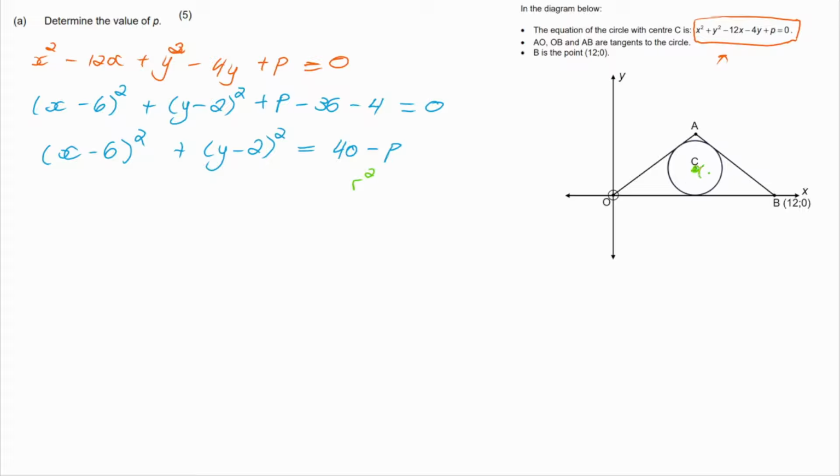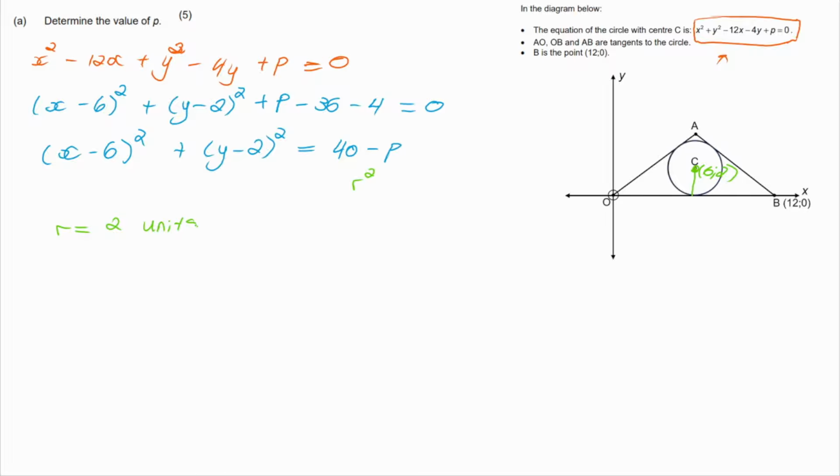So let's look. C is the point (6, 2). It comes from here. I know that this height over here is 2 units, because from here to there is 2 units. It comes from my y value. So I know my radius is equal to 2 units.